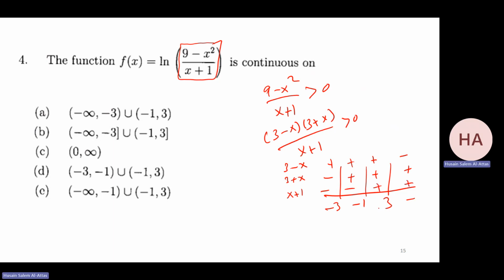So that will be what? Negative, positive, negative, positive. I'm looking for the positive ones. So it will be from minus infinity to minus 3, union 3 to infinity, union the positive ones, which is this and this, union minus 1 to 3, which is this one. All of them open.